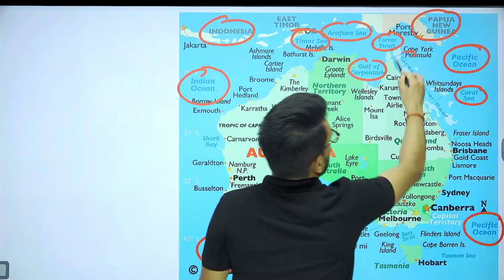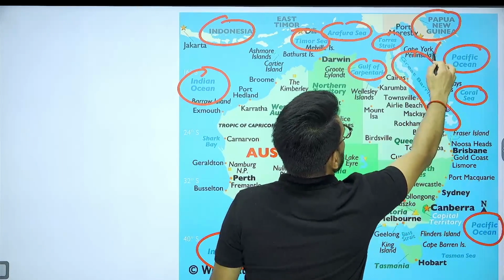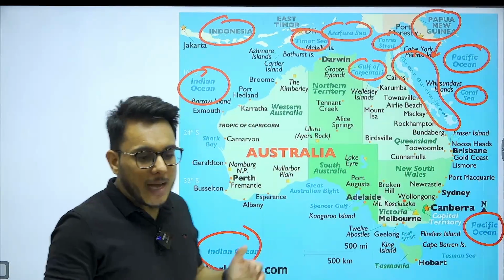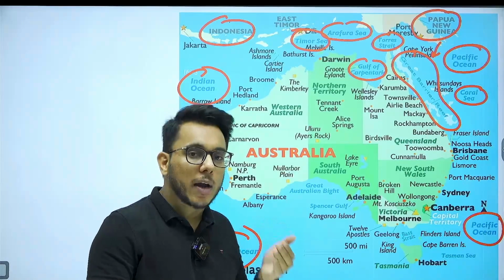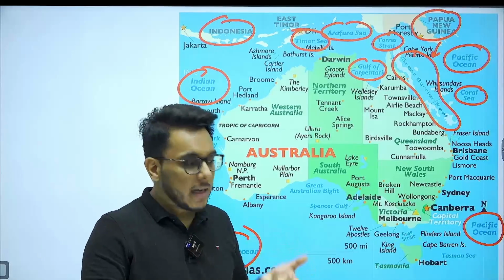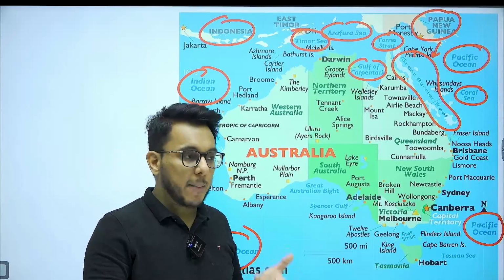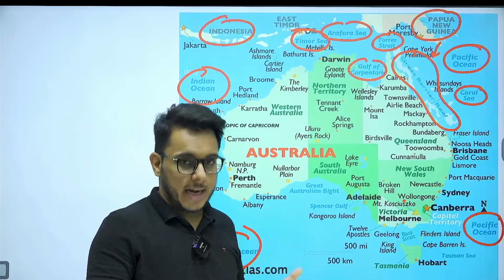Here you have Great Barrier Reef. Now, in the past, we have seen that 60% of Great Barrier Reef has already been destroyed because of rising temperatures, marine pollution, etc.